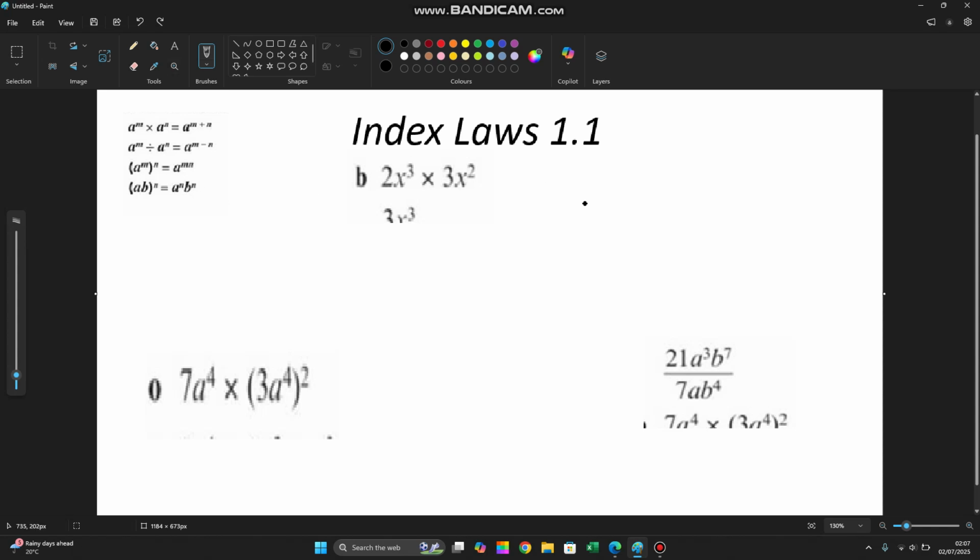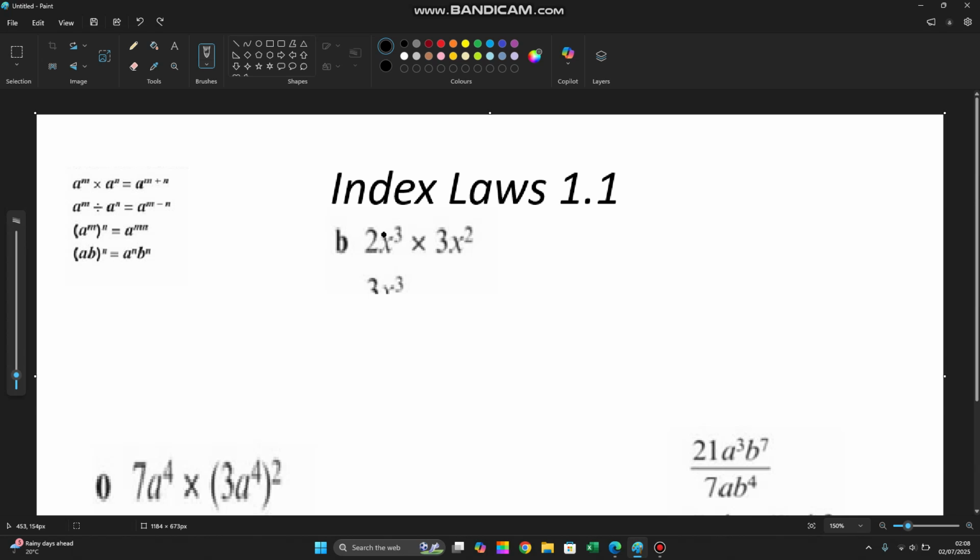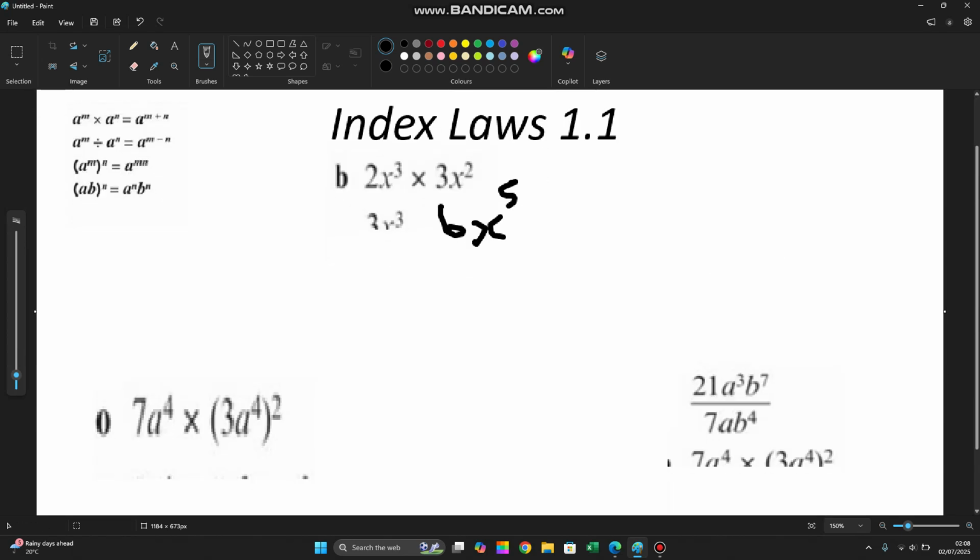So I've got a couple of questions here. We can go through them here. So we have 2x to the 3 times 3x squared. A good way to do this firstly is look at these whole numbers. We can multiply 2 by 3 to get 6, and we have the same base here, x and x. So it means that when we multiply them, we add the powers. So 3 plus 2 will give us 6x to the 5. And that will be our final answer.